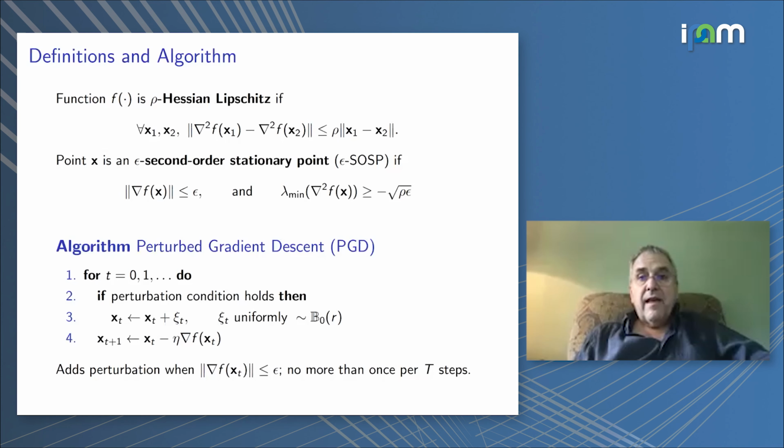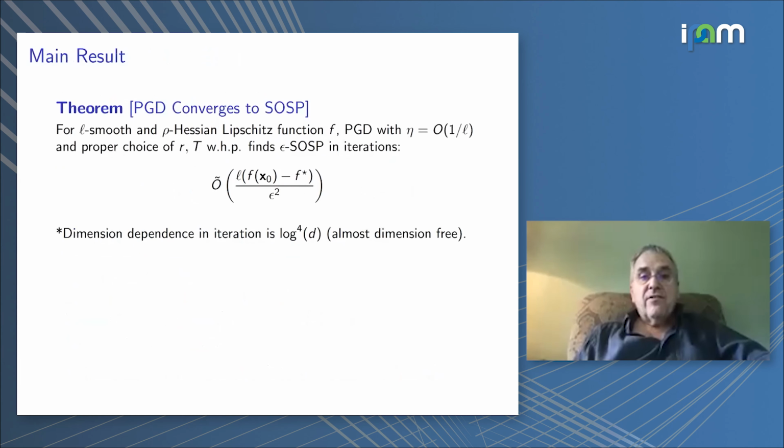So here's the algorithm we had analyzed in the first paper. We've analyzed this with other algorithms since that time. But we know we need a little bit of stochasticity. So in this case, we just added the simplest possible stochasticity. Sporadically, no more than once per capital T steps, we do gradient descent, but we add noise uniformly in a ball of size R. And R and T are set by the theory to get the results I'm about to show you. Okay, so here is an example of a result.